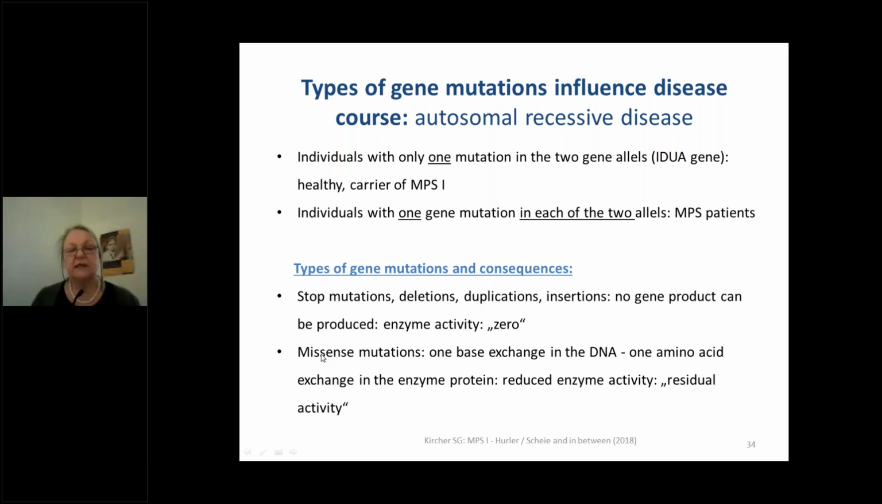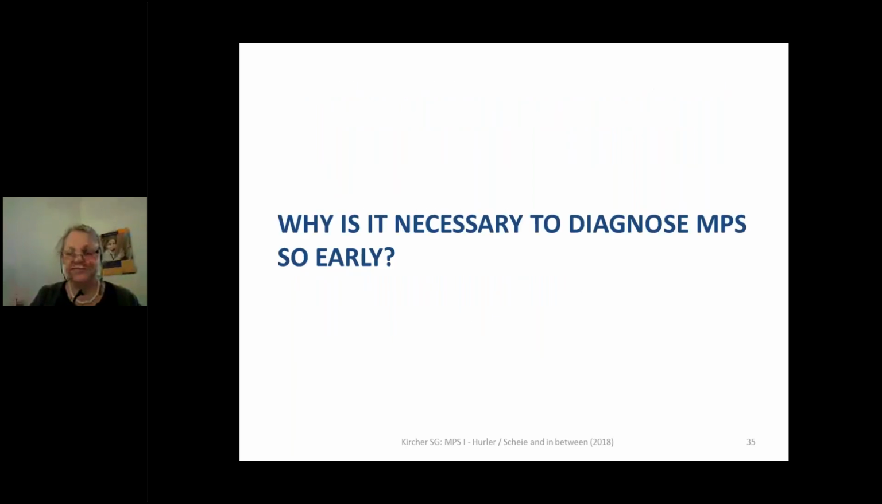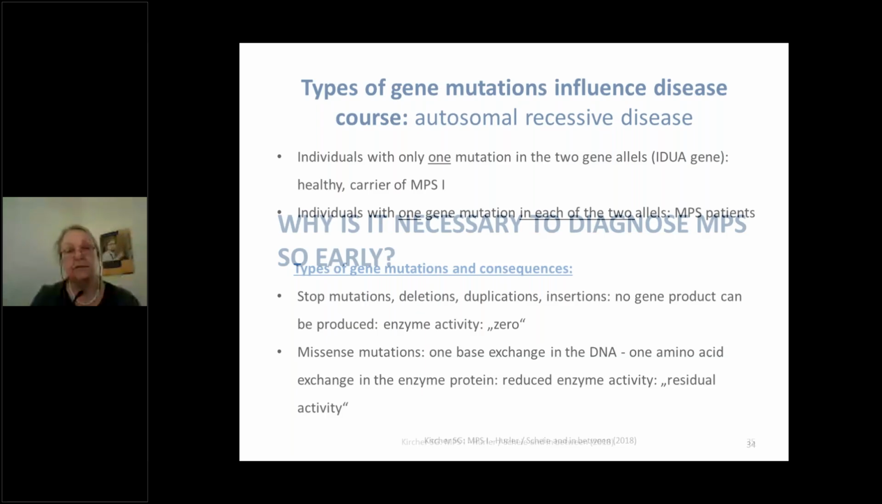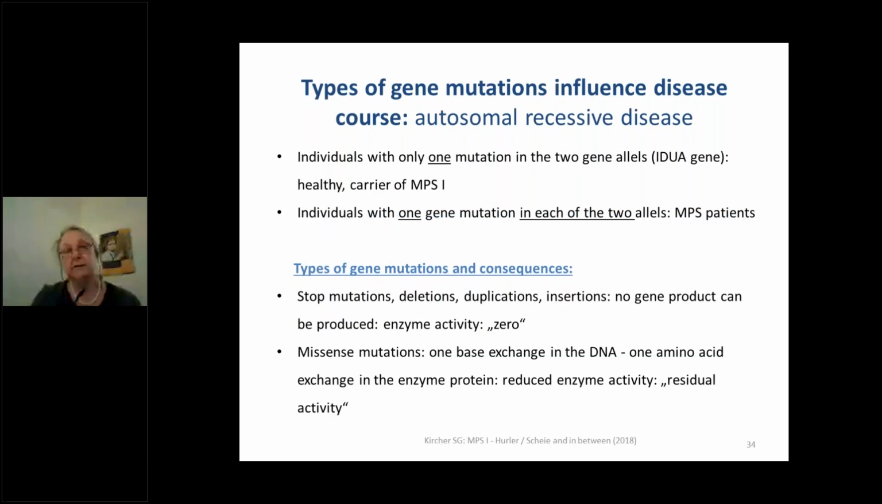But if you have missense mutations, you just have the exchange of one base in the DNA, and therefore one amino acid is changed in the enzyme protein. And these enzymes can have a reduced enzyme activity, some residual activity. And therefore, if you mix all these, then you have different forms. It is very severe if you have two very severe mutations, or very mild, attenuated, if you have two gene mutations with some residual activity.